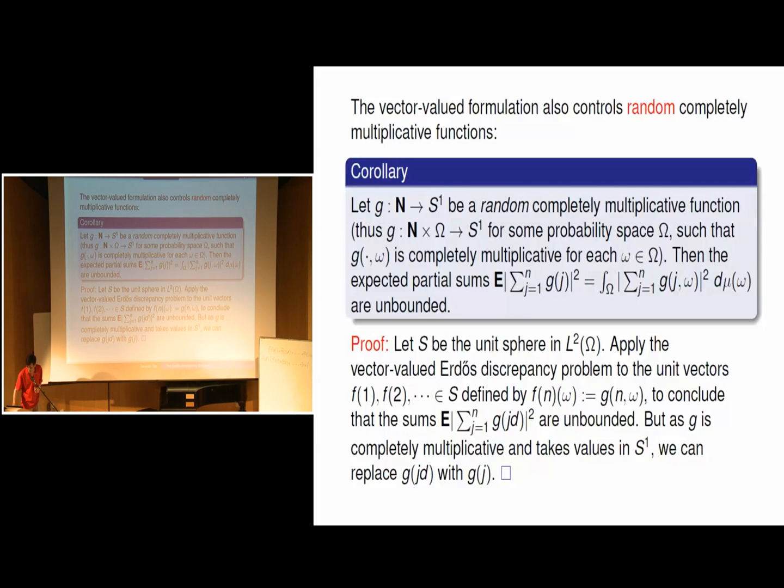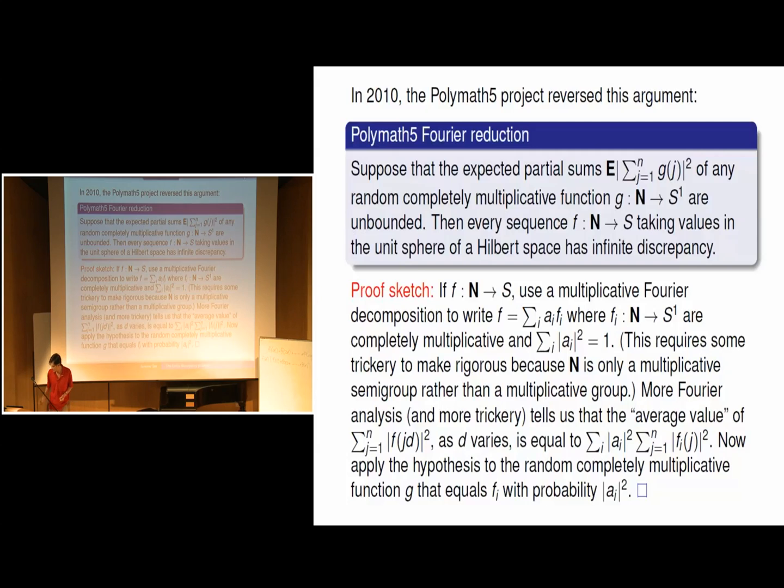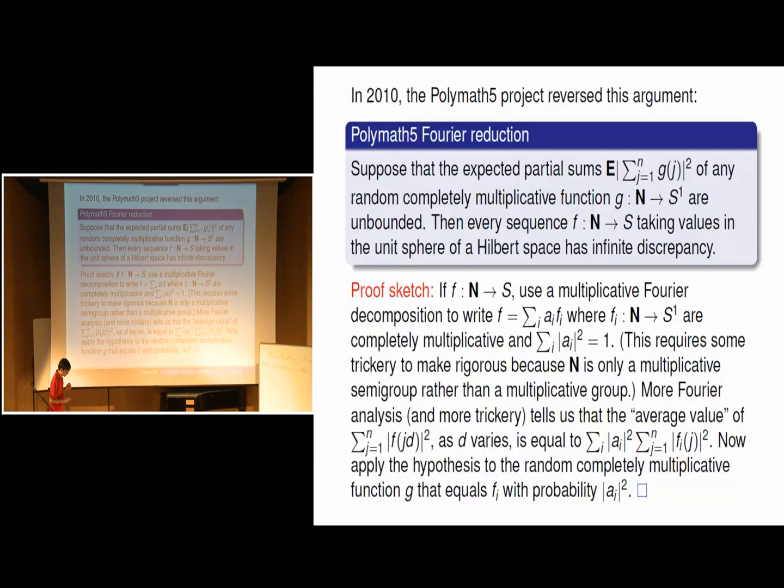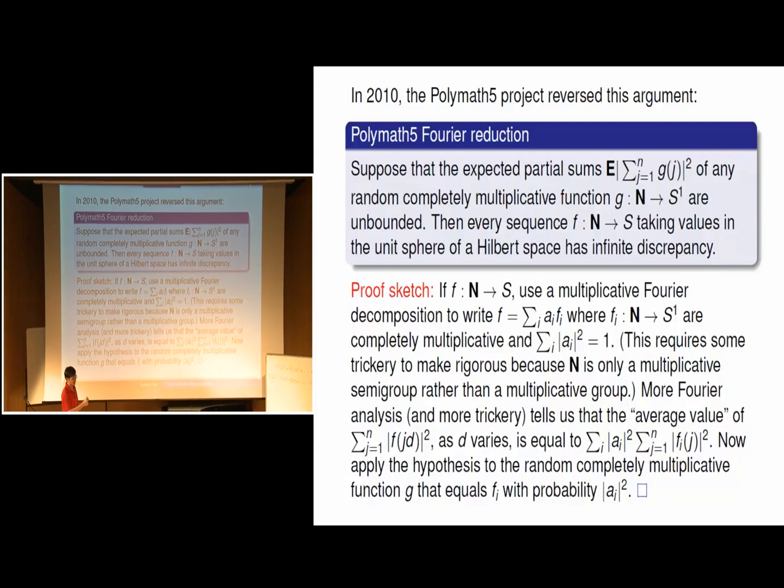Now, the reason why I emphasize this corollary so much is because of the surprising fact that this looks like a special case of the full problem, but it's actually equivalent. So one of the things that the Polymath 5 project did work out was the following nice equivalence: the Hilbert space version of the discrepancy problem not only implies the unbounded average discrepancy of random multiplicative functions, but conversely, if you can prove unbounded discrepancy of completely multiplicative functions, you get back the Erdős discrepancy conjecture for all sequences taking values in Hilbert space, which sounds surprising because not every function is multiplicative, right?